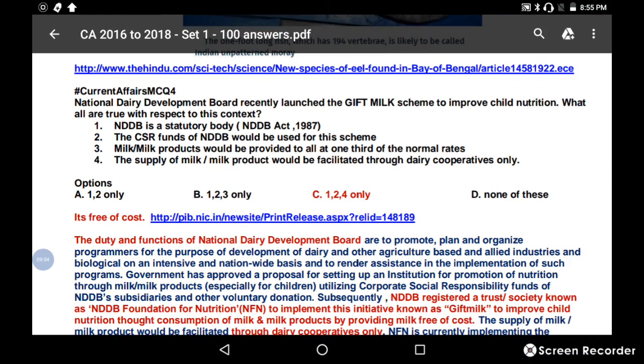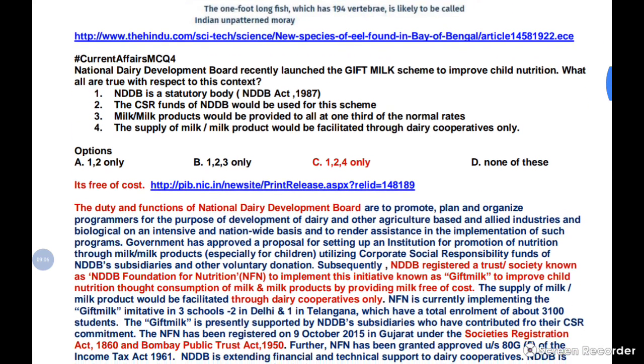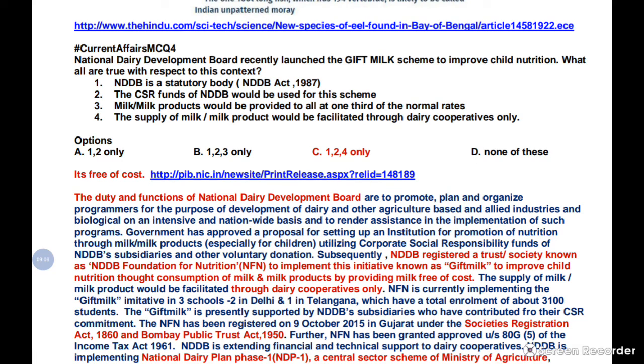Now the gift milk scheme. Here 4 statements are there. Here the third statement alone is wrong. Why? Because it says it would give the milk products at one-third the price, but it is actually given for free. That is what gift milk is. We are gifting the milk free only through dairy cooperatives. So the fourth statement is true, and the first statement is true because it is a statutory body, and the second statement is also true because it is using CSR funds.